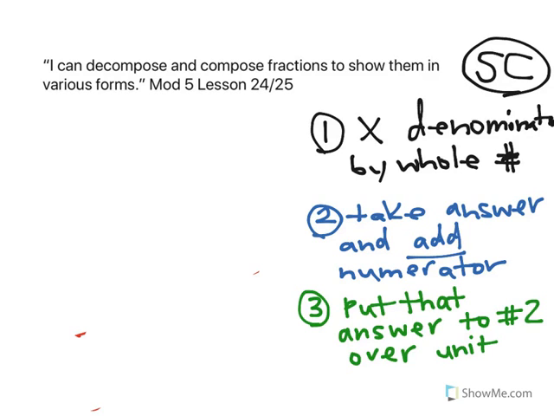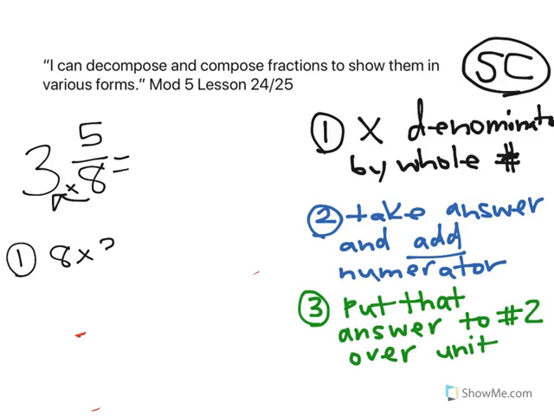So step 1, multiply the denominator by the whole number. Step 2, take that answer and add the numerator. Step 3, put that answer from number 2 over the unit. So let's go through that together. 3 5/8. Okay, step 1, multiply denominator by whole number. So 8 times 3, 8, 16, 24. Okay, so 8 times 3, this is my step 1, equals 24.